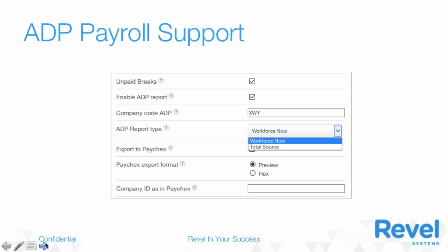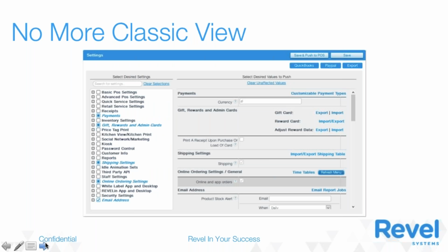And we've enhanced our integration with ADP. So we have explicit support now for Workforce Now and Total Source, as you see here. It allows the export of the specific file type that ADP would require, and it can be imported seamlessly into your ADP software.